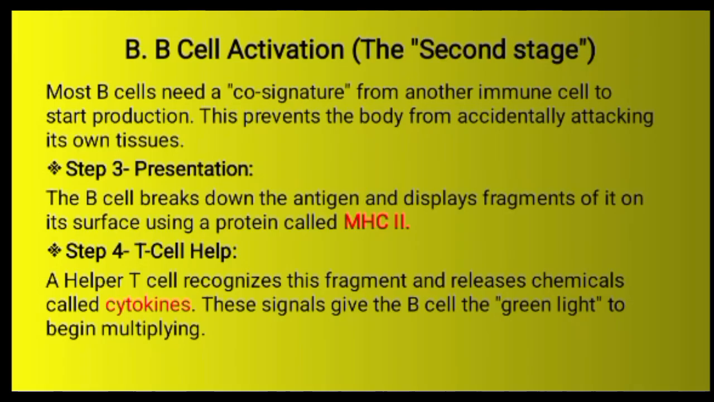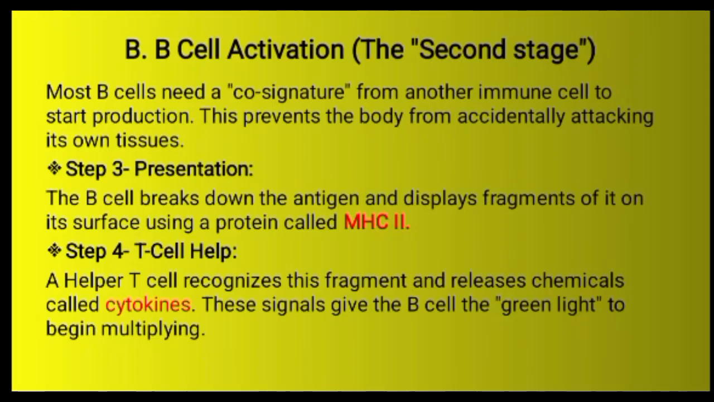Now, after the trigger, the B cell has to be activated in the second stage. The B cell needs a co-signature from another immune cell to start the production. This prevents the body from accidentally attacking its own tissues. Step 3 is called presentation. The B cell breaks down the antigen and displays the fragment of the antigen on the surface using a protein called the major histocompatibility complex, which stands for MHC2.